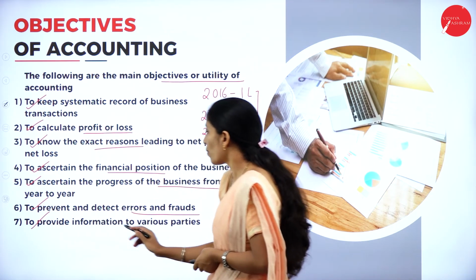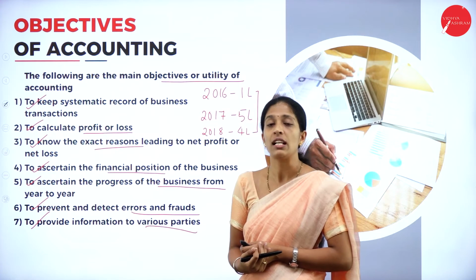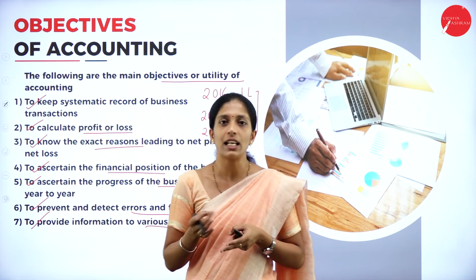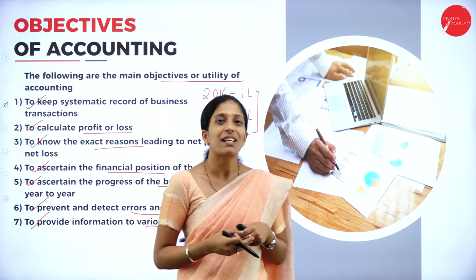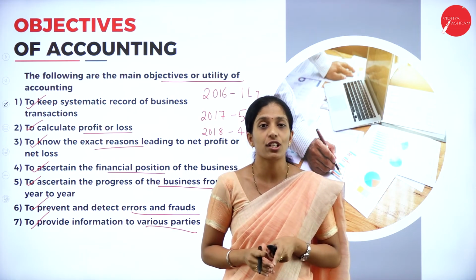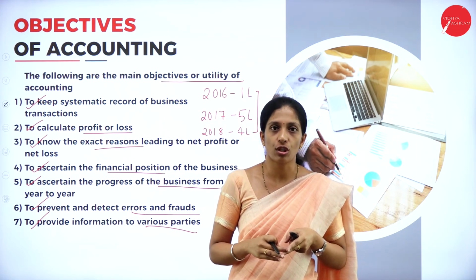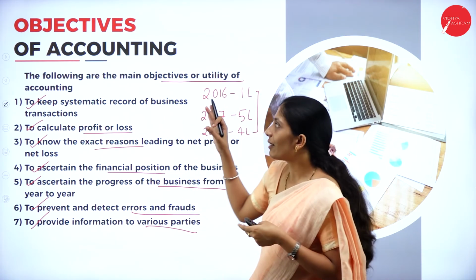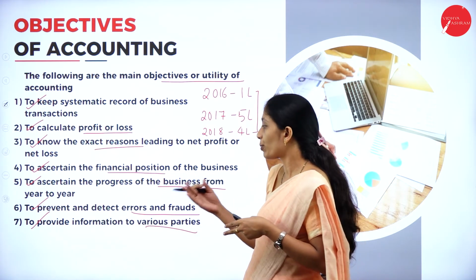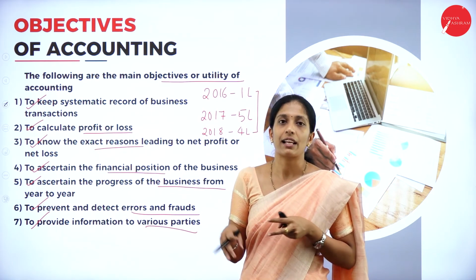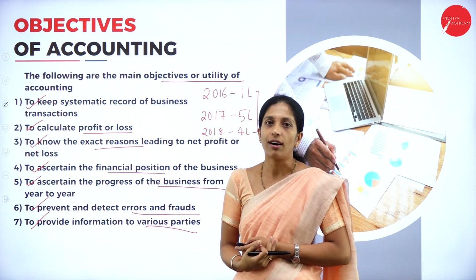And the last one is to provide information to various parties. It's nothing but the various users of accounting information. They may be internal users or external users who are completely dependent on accounting information. I had given the best example of shareholders and financial institutions. In the same way, there are a number of customers who want to know about the financial position of the business. So these are the objectives of accounting, and the last objective was to provide information to various parties like internal users or external users.